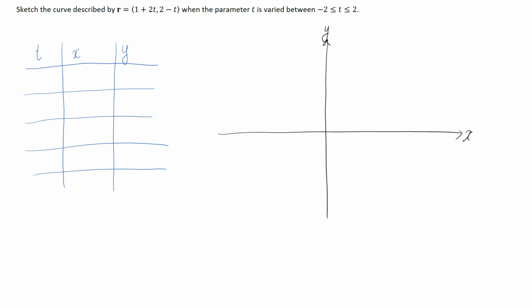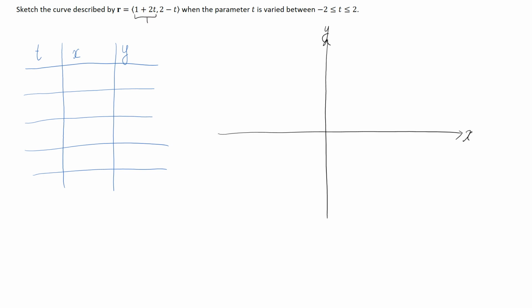So in this video, we're asked to sketch the curve described by r, which is equal to (1 + 2t, 2 - t), when the parameter t is varying between -2 and +2. So essentially what this is telling us is that we've got the vector equation, since r is bolded, it's a vector, it's got an x and a y component.